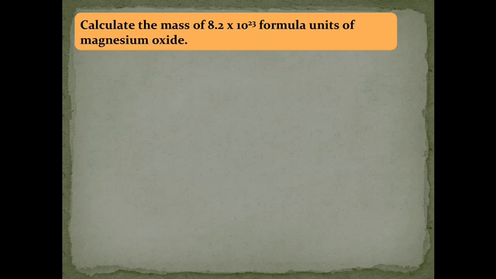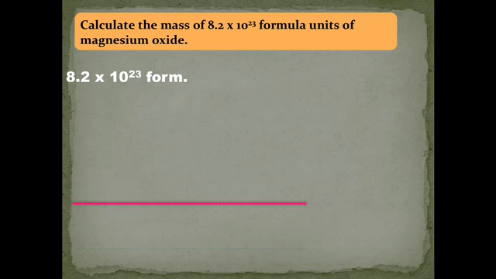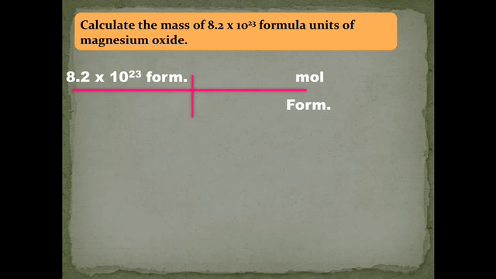Let's look at another one. Calculate the mass of 8.2 times 10 to the 23rd formula units of magnesium oxide. Formula units, remember, is just another particle when you're dealing with ionic compounds. So I start with my known, 8.2. I need formula units on the bottom, and remember, formula units is just a particle, so we're going with 6.02. But it wants mass, not moles. So I cancel here, and I'm at moles. I need to keep going.